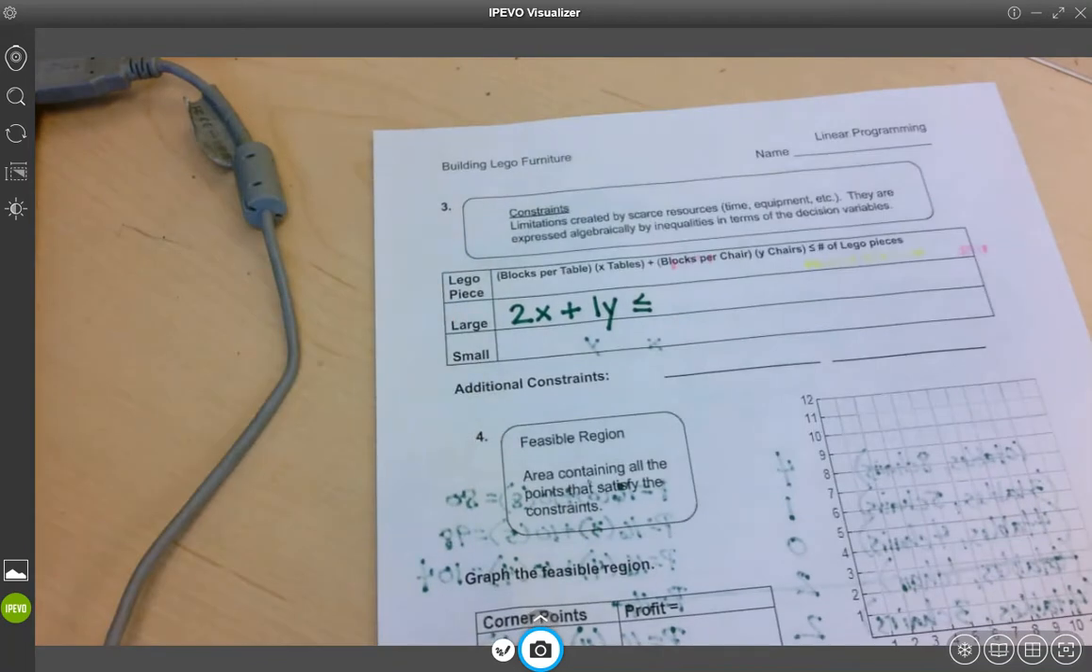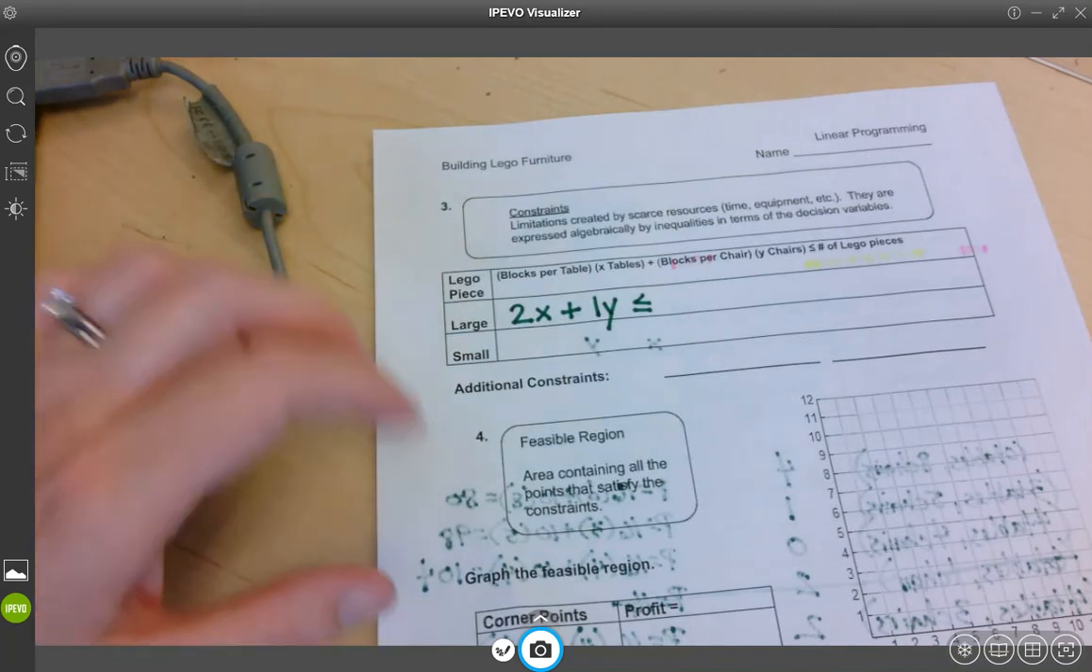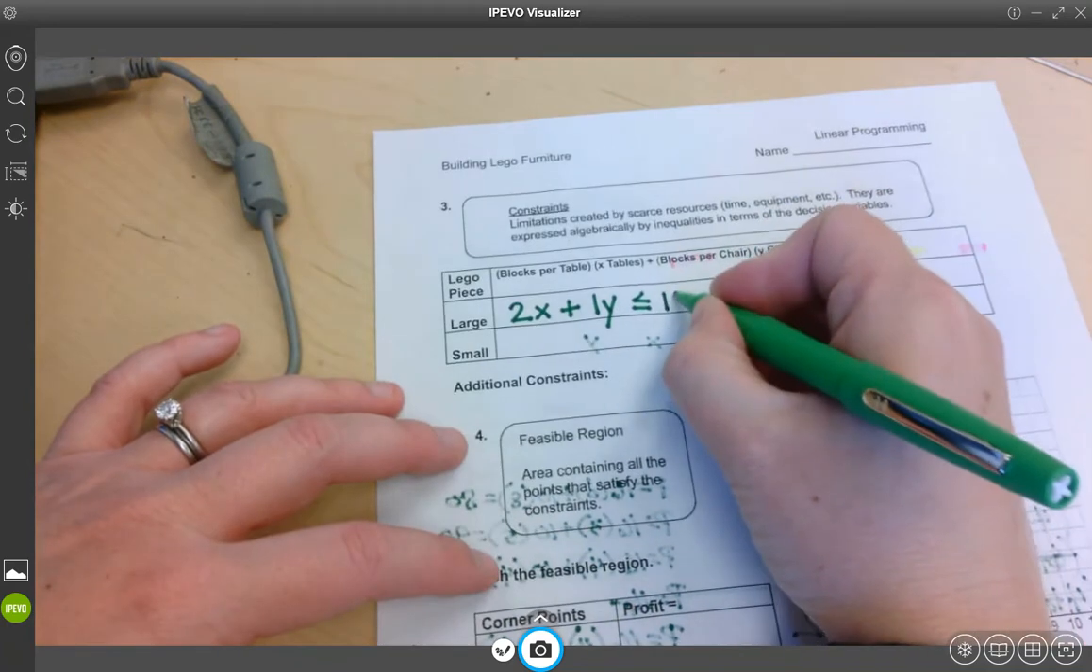And how many large pieces did we have altogether? You can look in front of you. 12, right. We were supposed to have 12 large pieces.